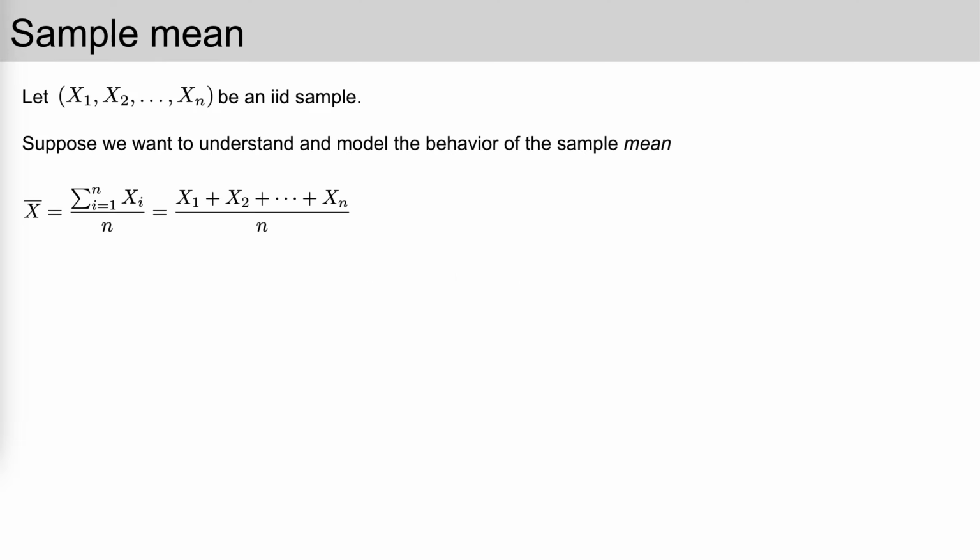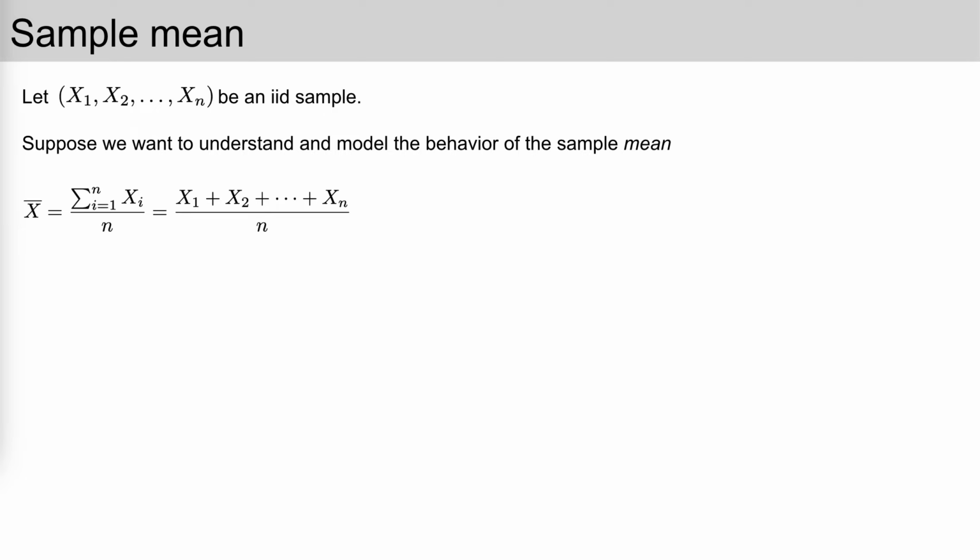In this video, we'll explore properties of sample means. Specifically, let x1, x2, up to xn be an IID sample from some population model. Further, suppose we want to understand and model the behavior of the sample mean of these values. The sample mean, x bar, is calculated by summing up all of the values in the sample and dividing by the sample size n. The study of averages or means is quite common in practice, hence fundamental to exploring data.